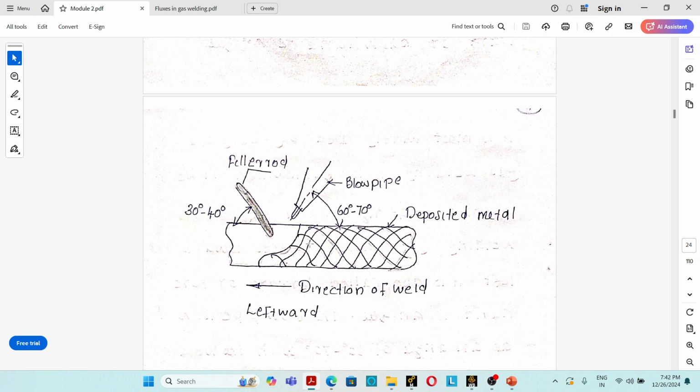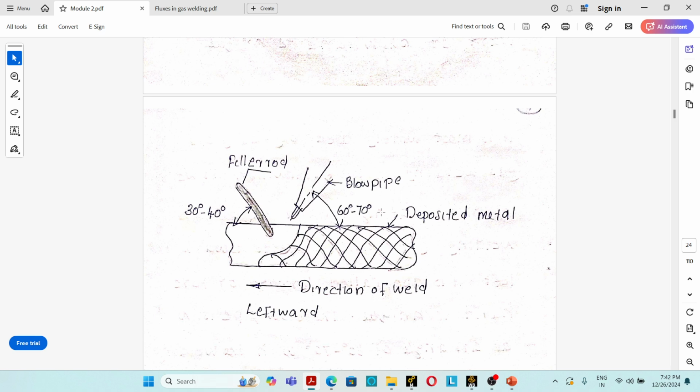In the leftward welding process, welding starts at the right hand edge of the welding job and proceeds towards the left. You can see that the blow pipe is held at an angle of 60 to 70 degrees and the filler rod is held at an angle of 30 to 40 degrees to the weld line.